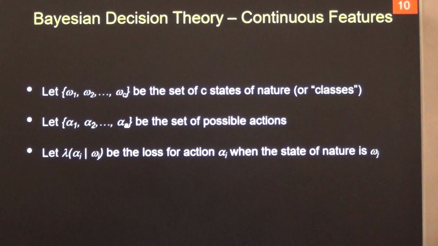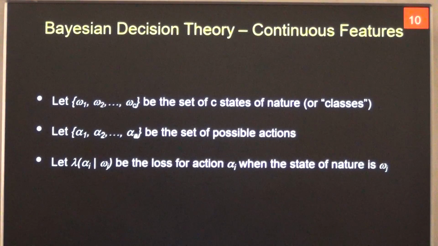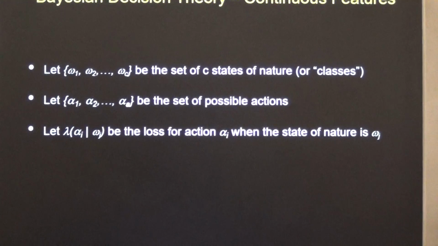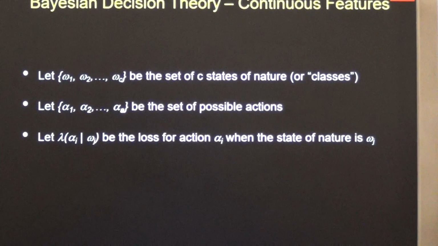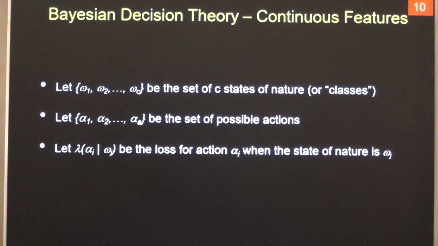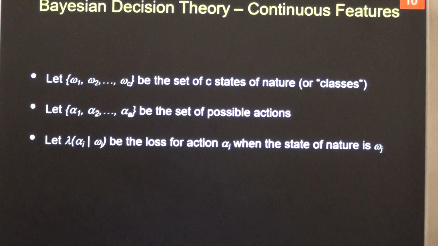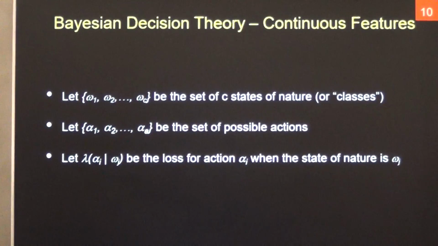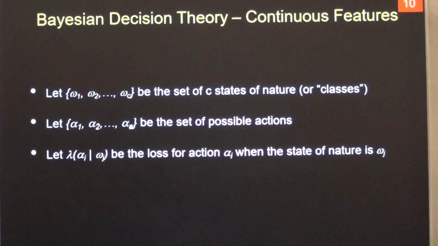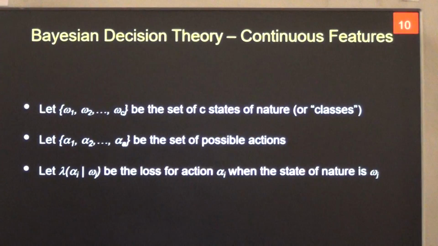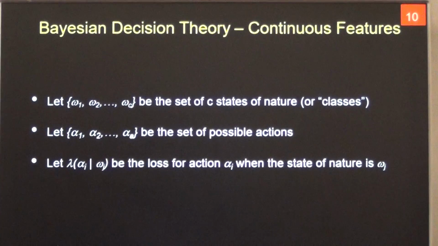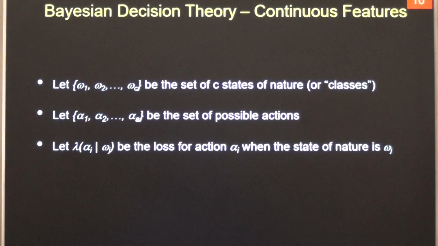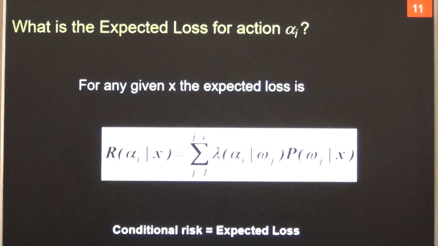Here Bayesian decision theory depends on the features. Let W1, W2, up to WC be the set of C states of nature, or these are called the classes. Suppose alpha 1, alpha 2, up to alpha A is the set of possible actions. Let lambda(alpha i | Wj) be the loss of action alpha i when the state of nature is Wj. So this is the relation and notation here.